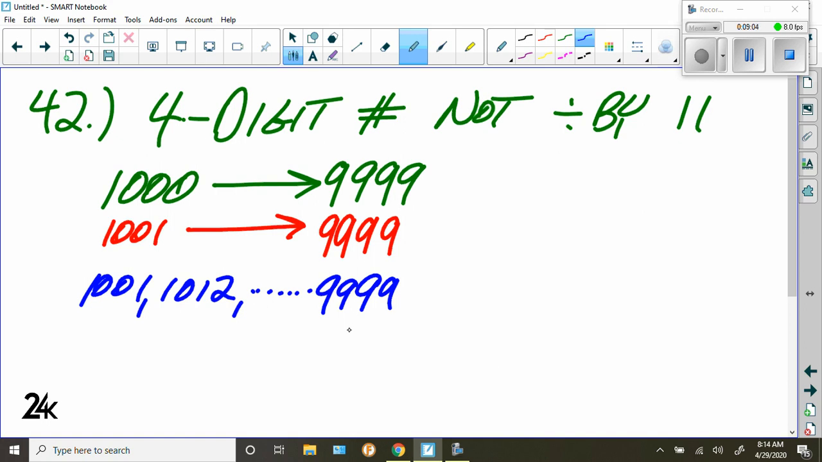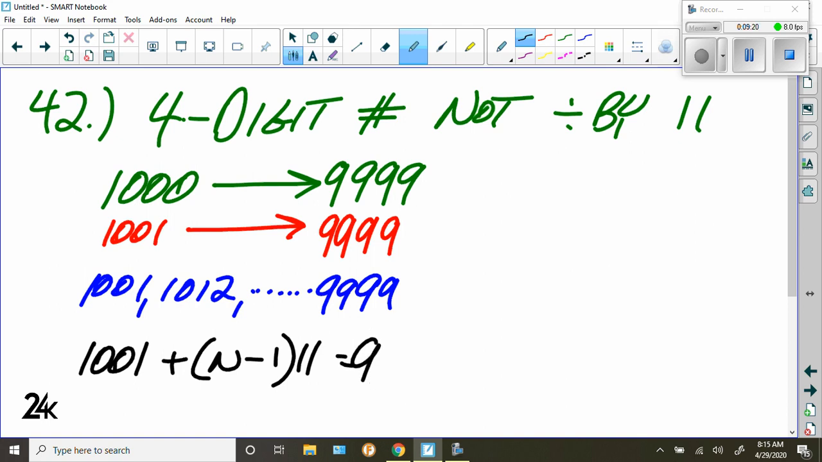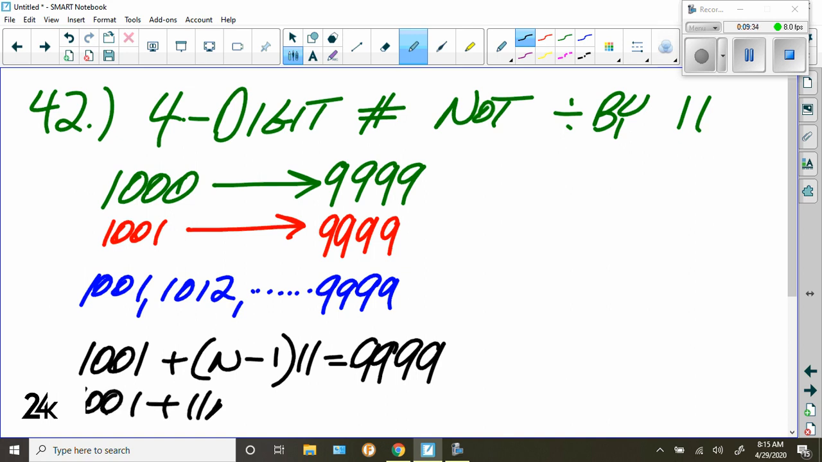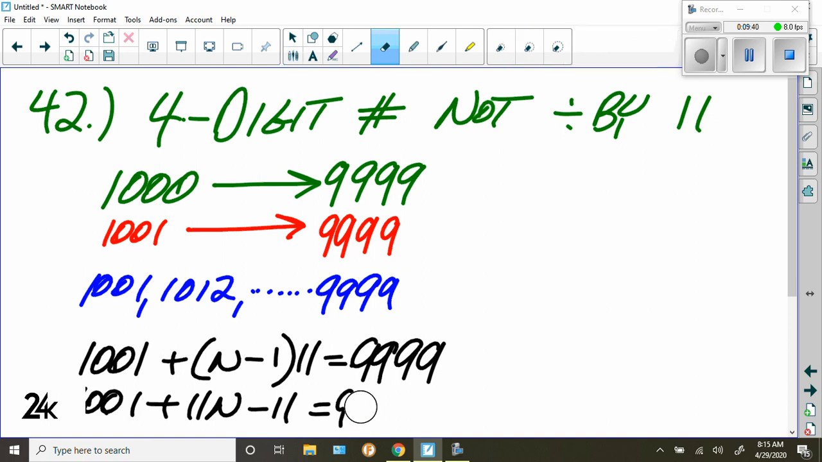Okay, and so this is arithmetic. I'm going to use black ink now. Here we go. So it's going to be the first term plus n minus 1 times 11. But I know that that last answer is 9,999. Okay, there we go. So it's 1,001 plus 11n minus 11 equals, I'm not going to say it. I'm not even going to write the nines like that. Rebel.